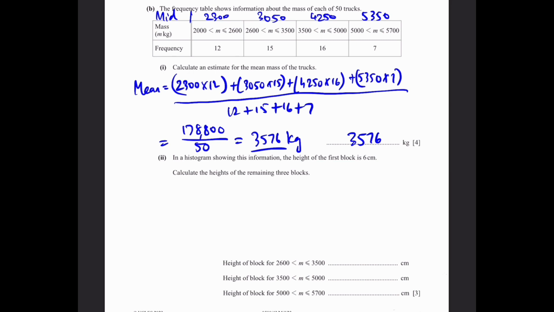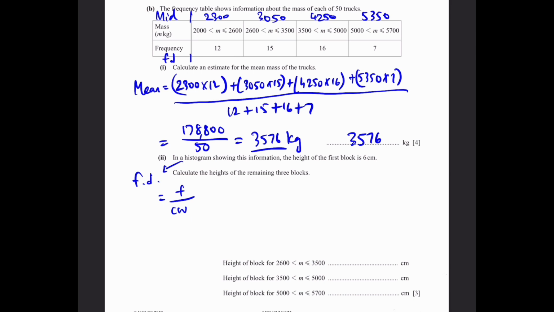Part 2, in a histogram showing this information, the height of the first block is 6 centimeters. Calculate the heights of remaining 3 blocks. So the height of the blocks in the histogram represents the frequency density. And I'm just writing FD for short, for frequency density. And that will be the frequency by class width. So let's just add a row in the table for frequency density. Let's just write that at the bottom.